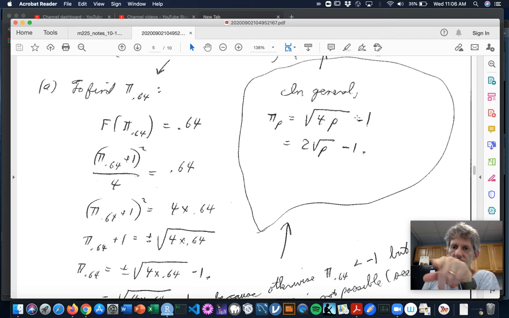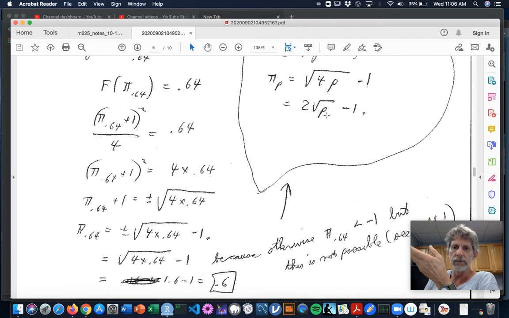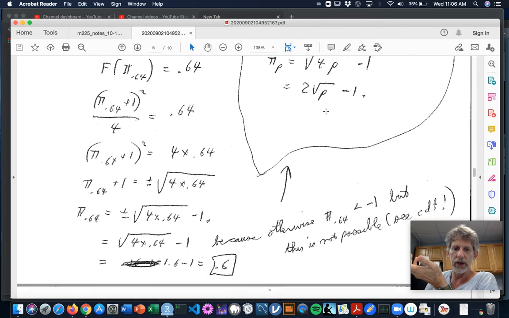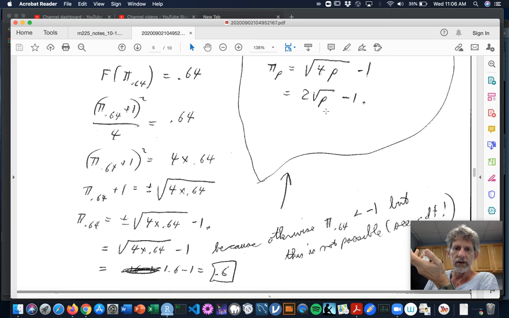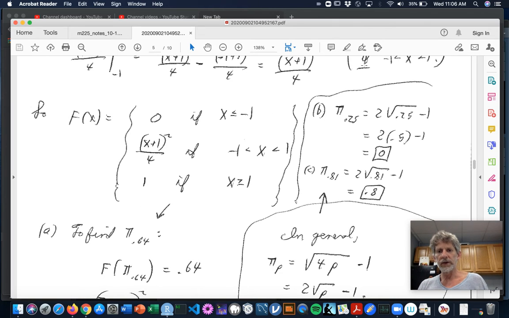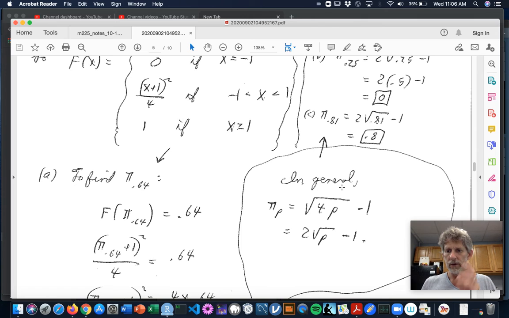Anyway, once you get that formula, if you just work the formula out, then you could just plug in 0.64 right here and get part A right away. And similarly, you could get parts B and C right away instead of having to go and solve 2 more equations. Insight over grunt work.